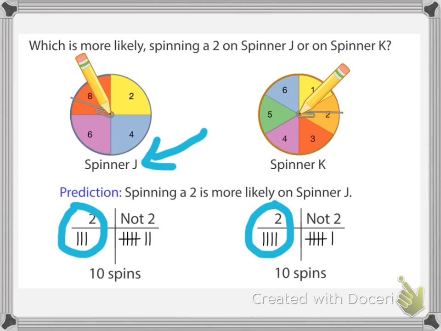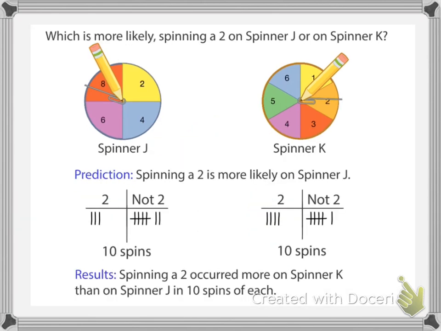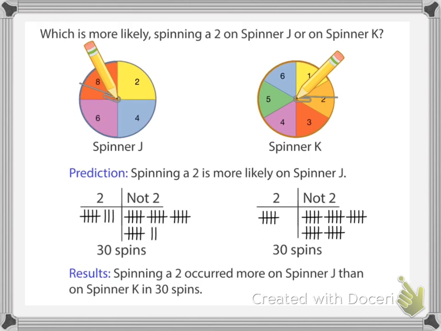So if you see this happening, that would be a suggestion. Either repeat the experiment with the same number of spins, or repeat it again and use a larger number of spins. That will help it to be a little more accurate. For our purposes, I have decided that I am going to repeat the experiment, but this time I am going to spin each spinner 30 times because I think that will give me a more accurate result, and hopefully my results will then match my predictions.